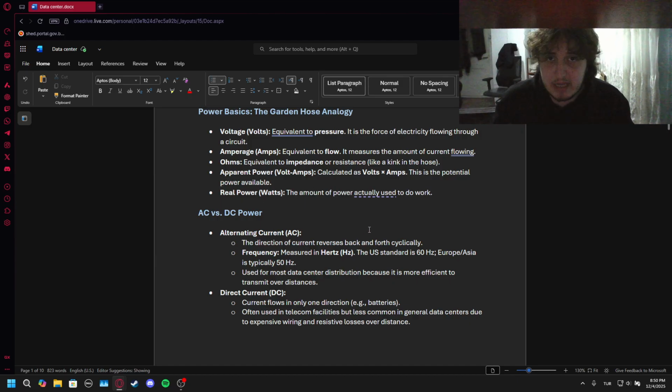In a basic manner, this is what electricity equals, because this is a prime example of how we explain electricity, the garden hose analogy.